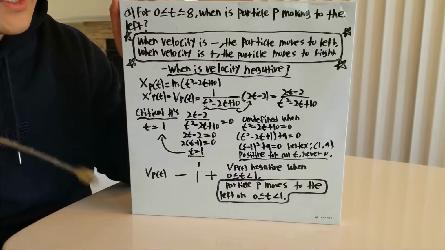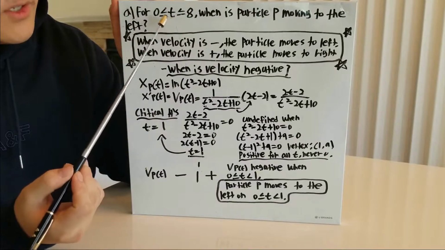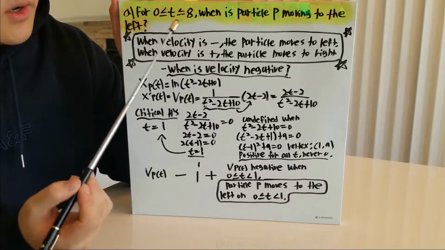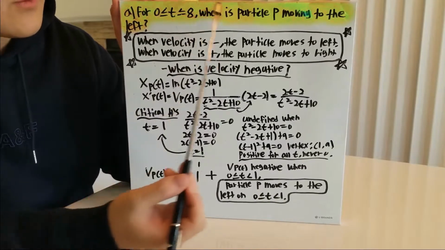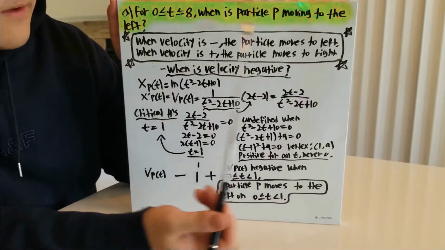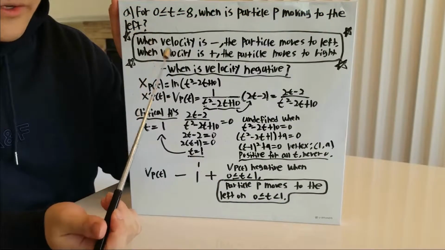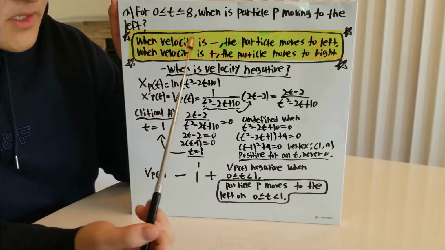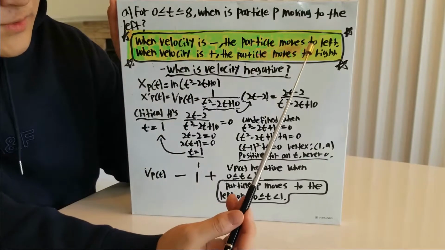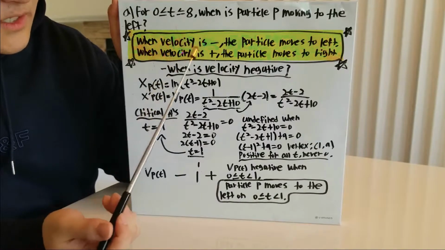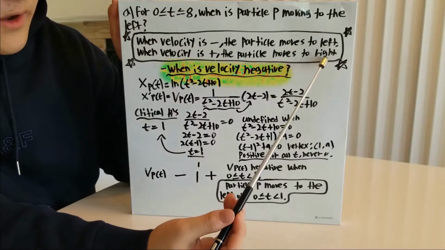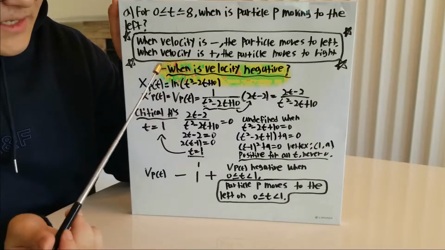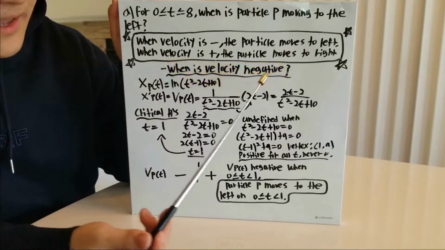So part A of the security question states that for t greater than or equal to 0 but less than or equal to 8, when is this particle P moving to the left? The key concept here is to recognize that velocity is a vector quantity. So when velocity is negative, the particle is moving to the left, but when velocity is positive, the particle is moving to the right. So what this question is really asking is when is velocity negative? Because velocity being negative implies that the particle is moving to the left.